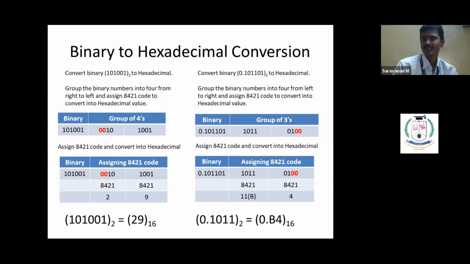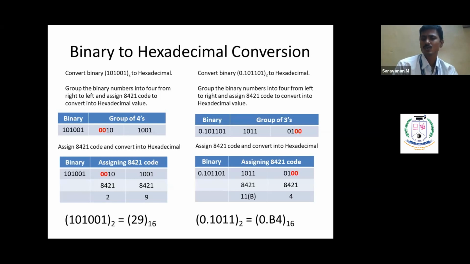Now for this you apply the 8421 code. For 1011, wherever 1 is there, just add the corresponding decimal values. For 1011, the 1 is present in the locations of 8, 2 and 1. So add those numbers.